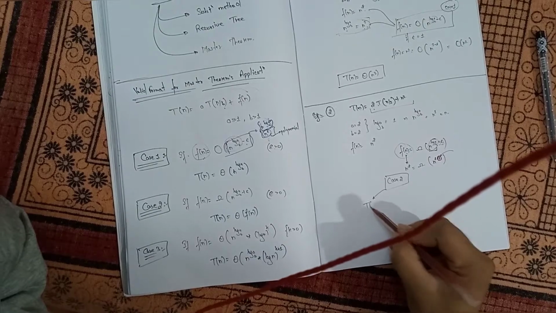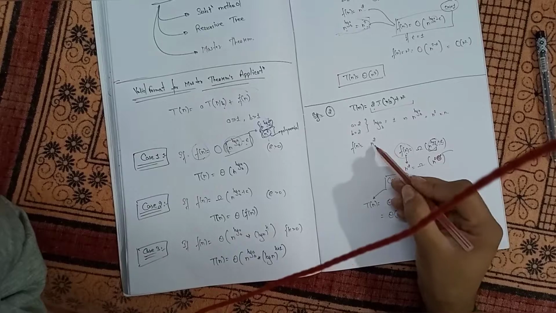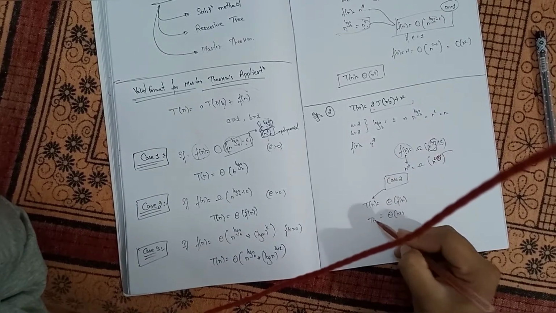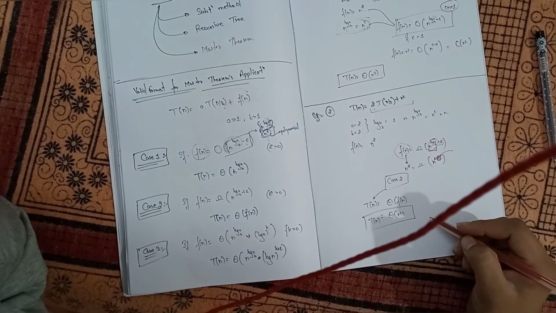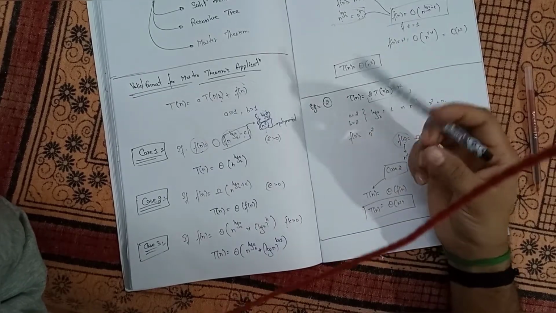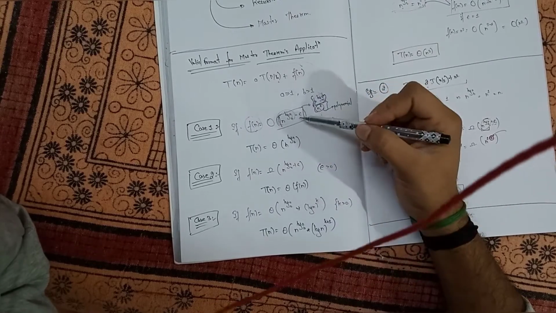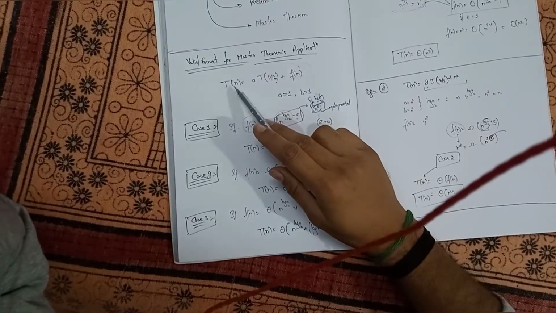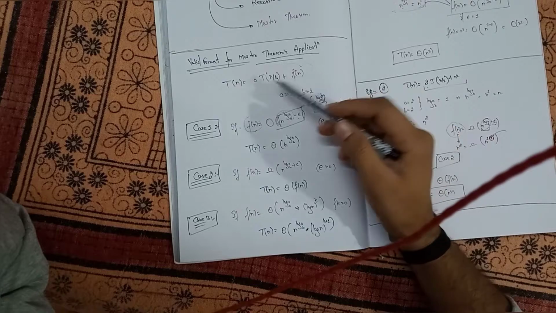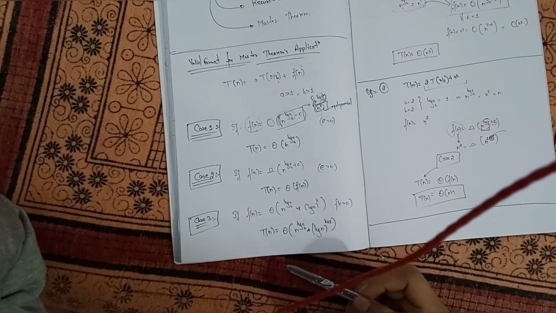If case 2 is satisfied, I can say t of n is equal to theta of f of n, and theta of f of n is n square, so theta of n square. T of n is equal to theta of n square. Alright. So these two problems demonstrate the first case and the second case. Now from this you understood whichever function has higher asymptotical complexity will determine the asymptotical complexity of t of n. But what if both of them have equal complexity? That case is dealt with case 3.